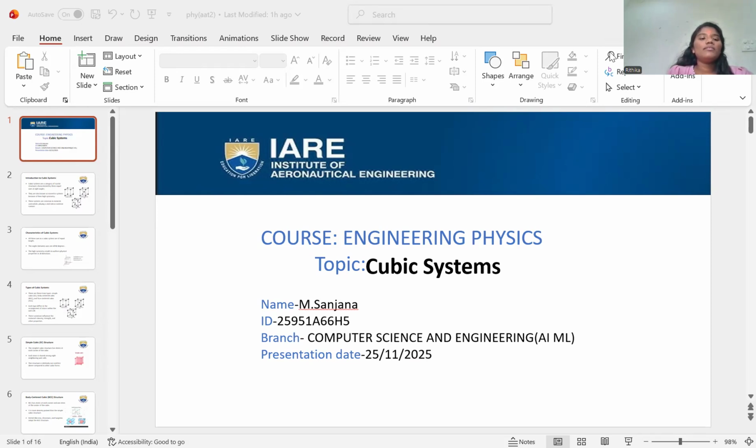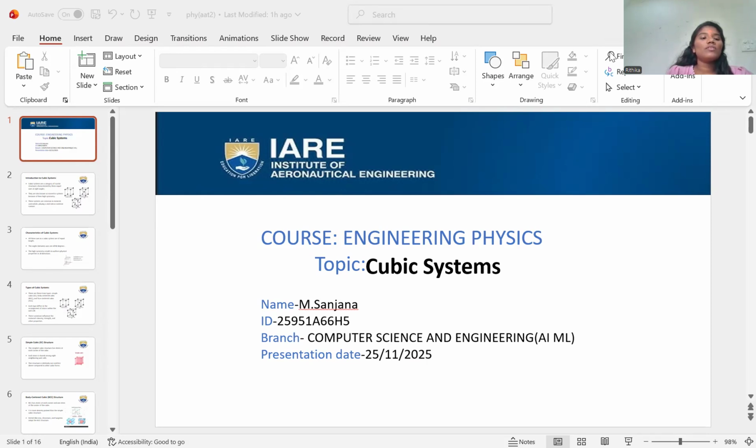Body-centered cubic (BCC). This system has one atom at each corner plus an additional atom located at the very center of the cube. This results in a net total of two atoms per unit cell. Metals with these structures include iron.